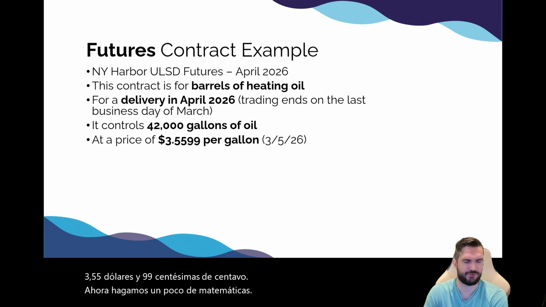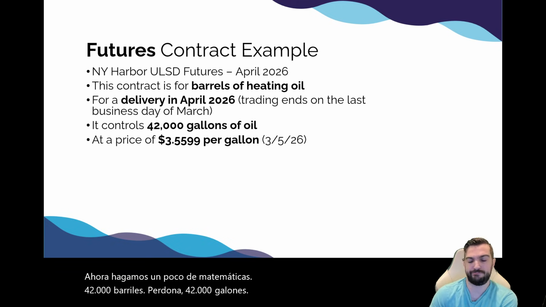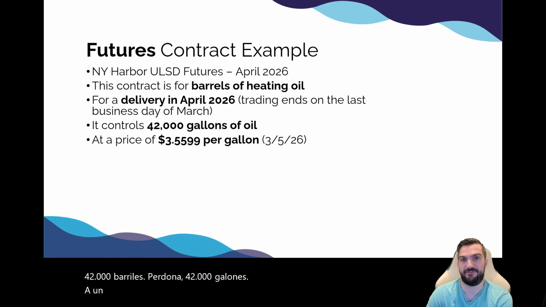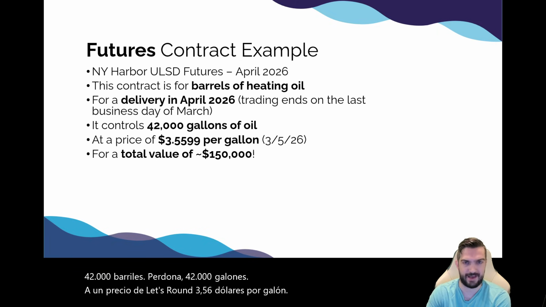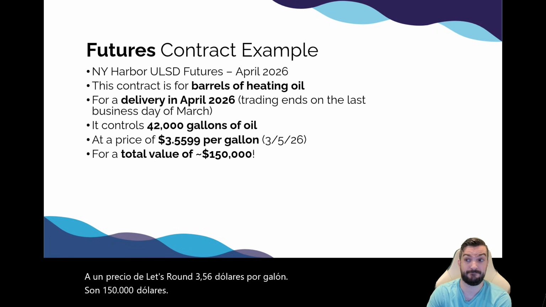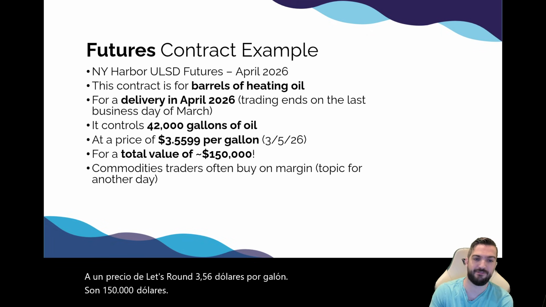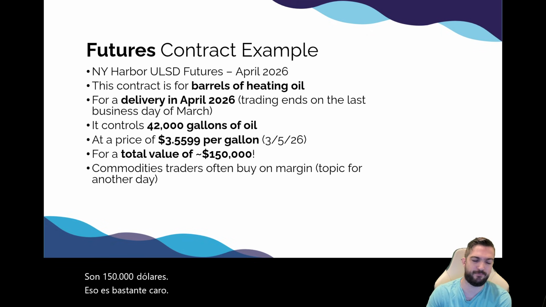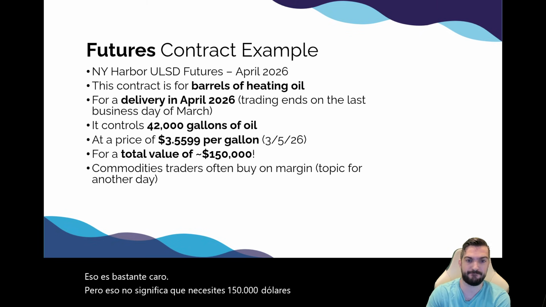Now, let's do a little bit of math. 42,000 gallons at a price of, let's round, $3.56 per gallon. That's $150,000. That's pretty darn expensive. But that doesn't mean you need $150,000 to buy that contract.